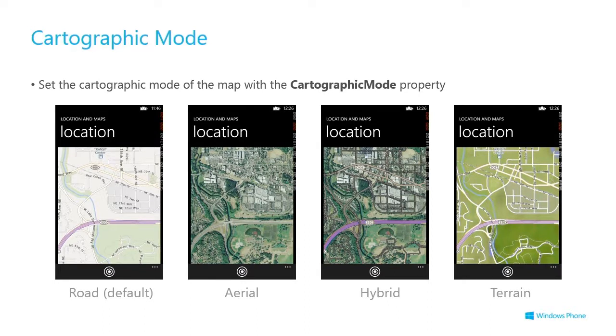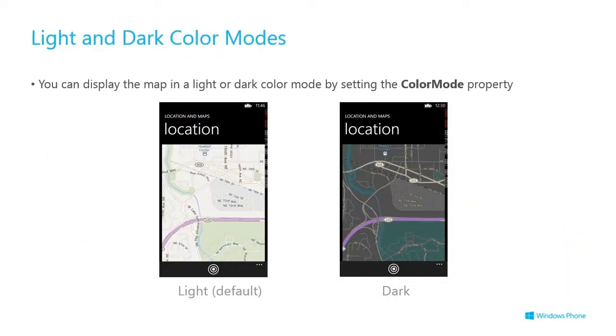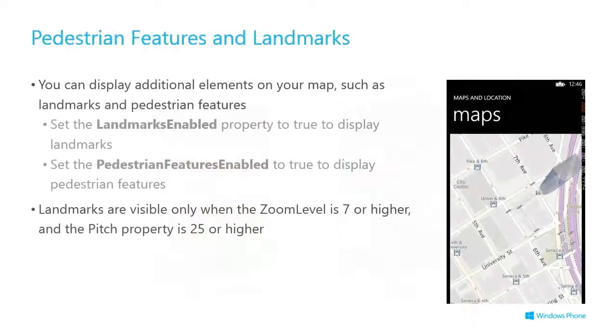But then you've got an aerial view, a hybrid, which is a combination of the first two, and then a terrain view where it does nice shading of the nature of the terrain. And they're all very, very pretty maps, and you can have a go with them. There's also a light and dark color mode, so you can choose between that if you want to show daytime and nighttime views. That's the kind of thing typically you'll see in satellite navigation software.